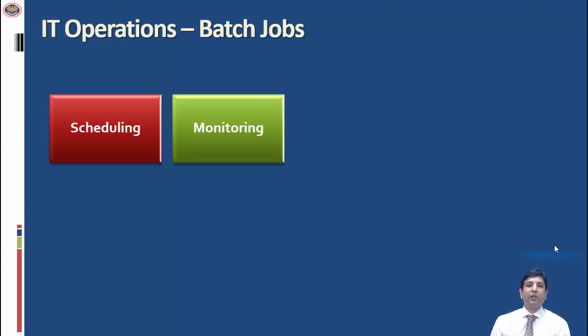We also need to look at the aspect of how batch jobs are monitored. It is not just enough to schedule and leave the batch jobs and assume that the batch job has completed successfully. The company has to have a process in place to make sure that the batch job is completed successfully without any errors. In case there are errors noted in the batch job, they should be identified in a timely manner and corrective action needs to be taken.